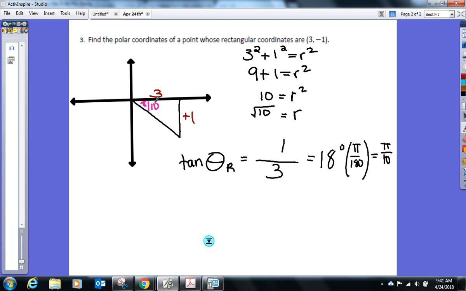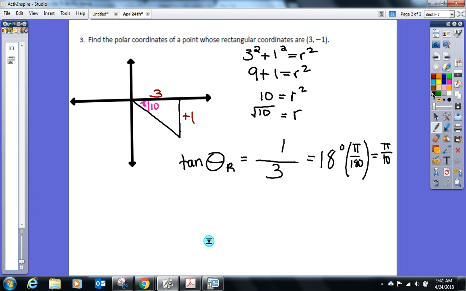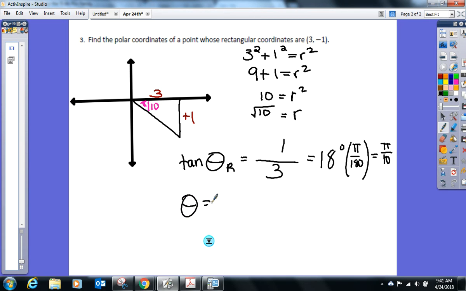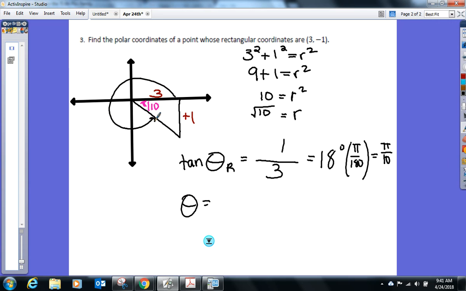Pi over 10. How are you going to find the angle in quadrant 4 now? How do you find that angle? Help me. 2 pi now, because now I'm over here. So I'm going to take 2 pi and the reference angle, pi over 10. Add them or subtract them to get that angle. Here's 2 pi. I'm going to do what to these two? Subtract them. Can I get somebody's help? What do you want me to change 2 pi into?